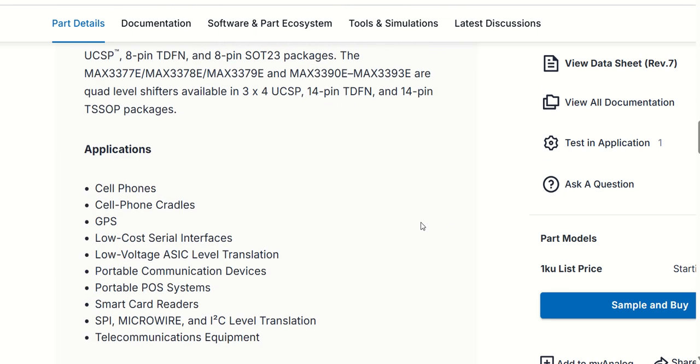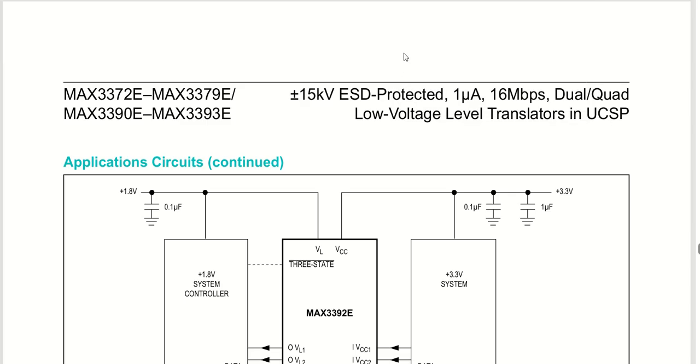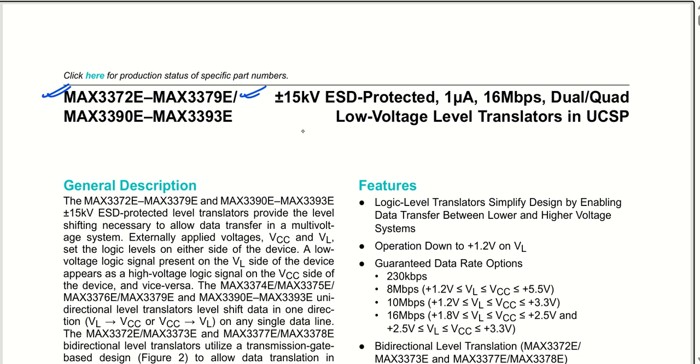Now let's get into the data sheet of this. In the data sheet, as you can see, we have MAX3372 to 3379. So there are this many number of ICs. Okay. Then we have MAX3390 to 3393.